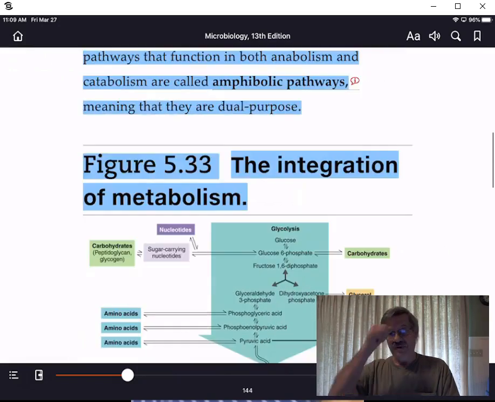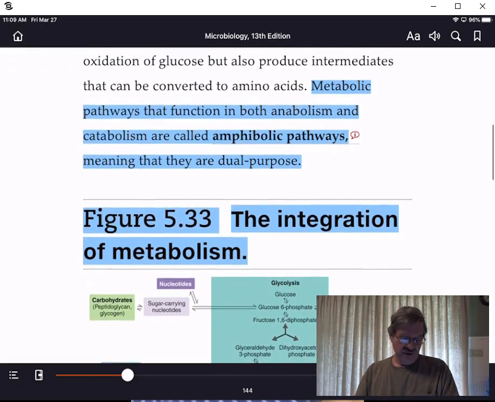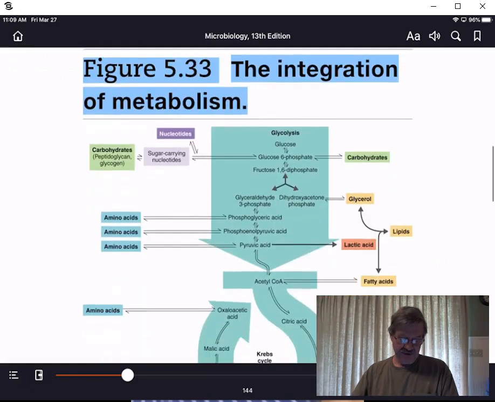We've got this term amphibolic pathways. In other words, amphi means multiple or dual. And so these metabolic pathways that can function in both a building up process and a breaking down process are called amphibolic pathways. As you see right there, it means dual purpose.